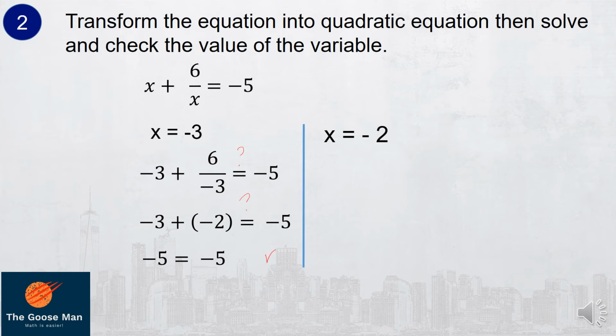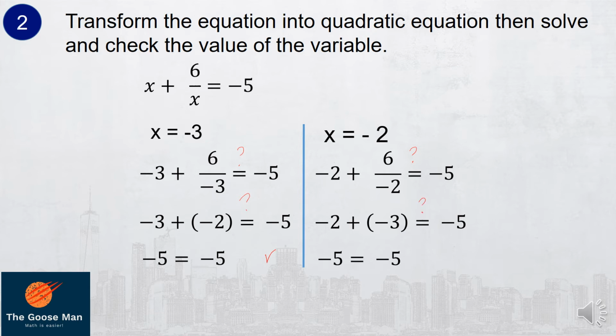Okay, next. We have here x is equal to -2. So again, we will substitute the value x = -2 to this equation. So I have now (-2 + 6)/(-2). Is it equal to -5? Simplifying further, -2 plus -3, is it equal to -5? So -5 is equal to -5. Therefore, we can say that the solution set is -3 and -2.